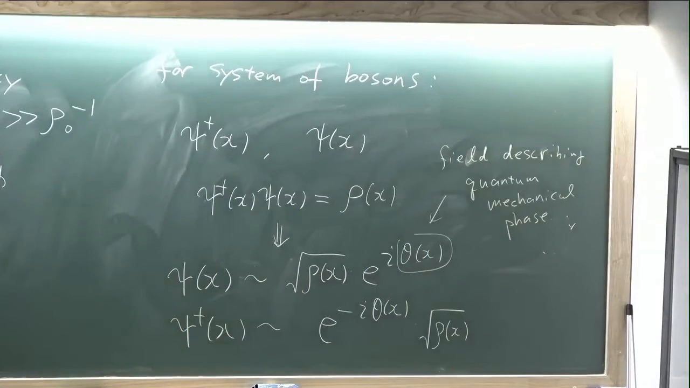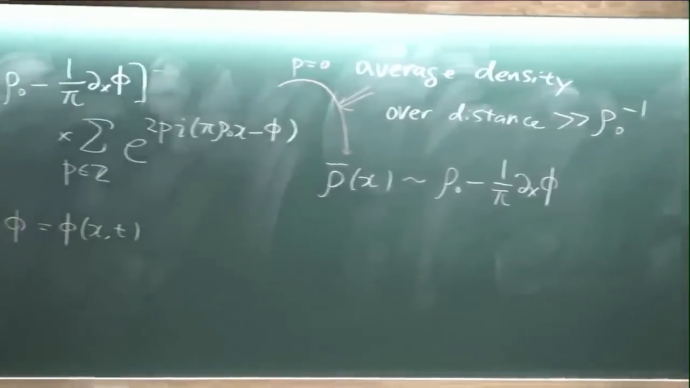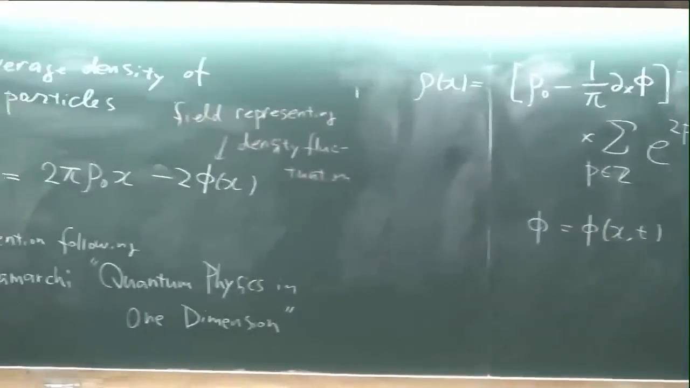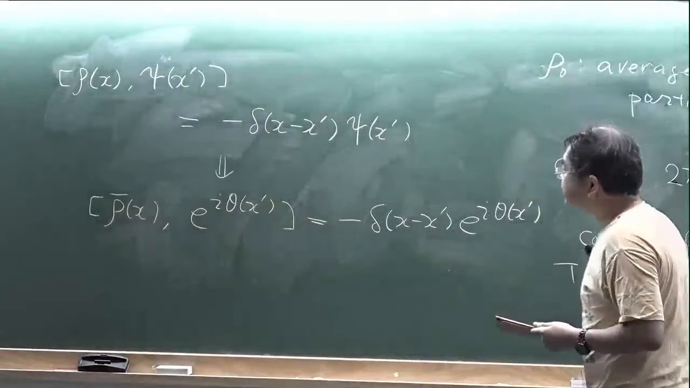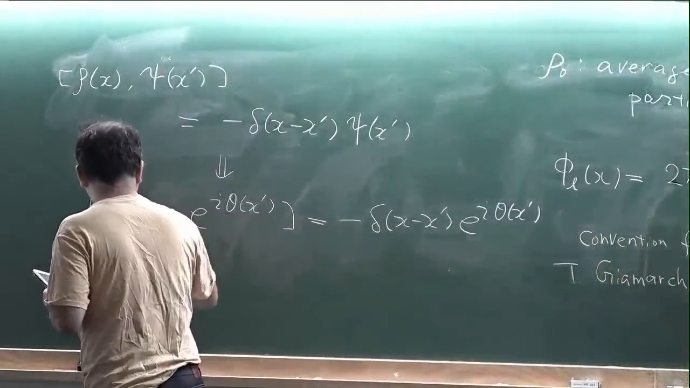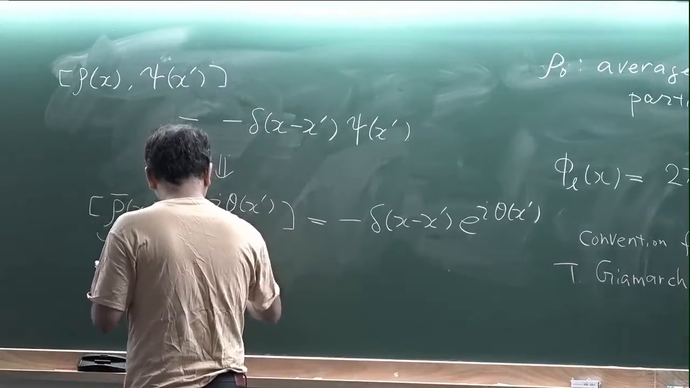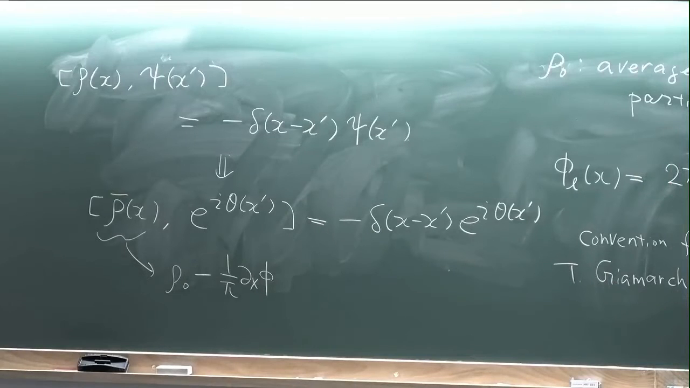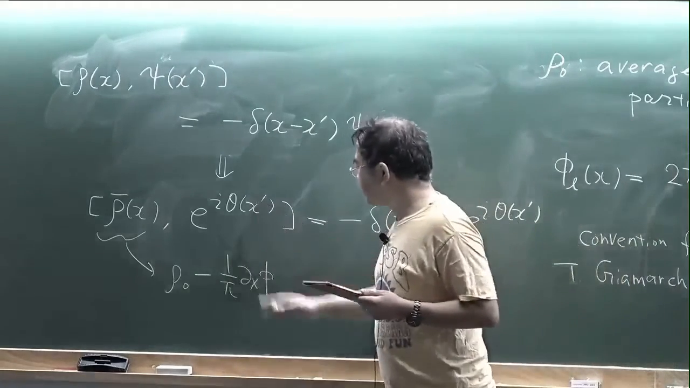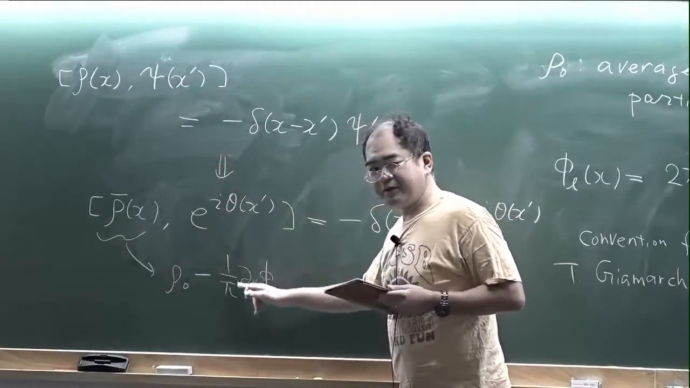But okay. So at this point, let me focus on the average rho bar for the moment. Then this average has a simple expression: rho zero, which is constant, minus 1 over pi times dx phi, as long as you consider the average. So now this commutation relation, okay, the constant always drops from the commutation relation. So we can only focus on this part.